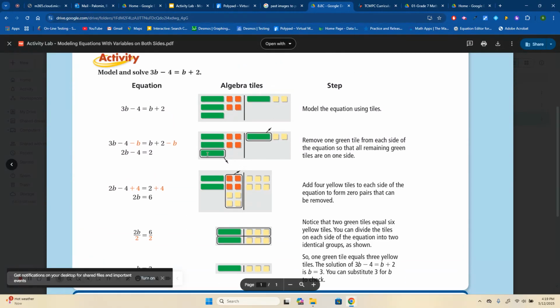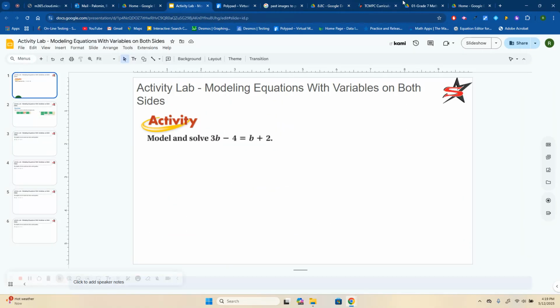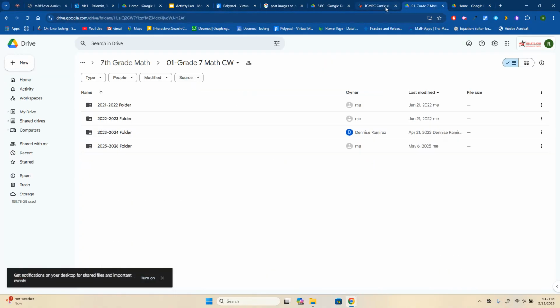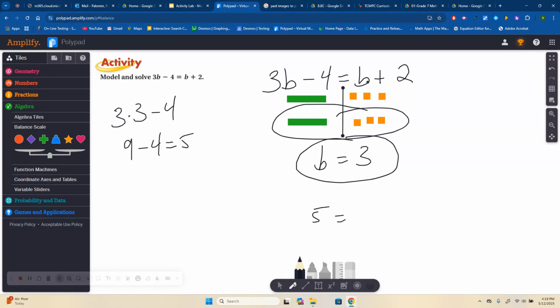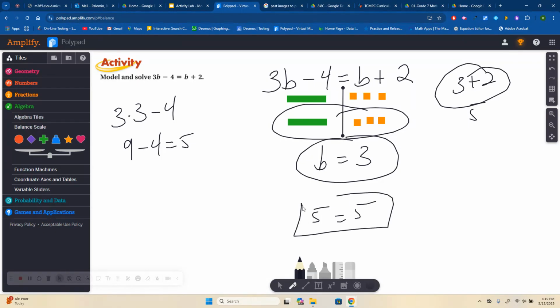You can always come back and look at this. This is what we're working on. And let's see where I have that video. I'm very absent-minded, so I forget where I'm working. Here it is. So I have b equals 3. And just for fun, to see if it works: 3 times 3 minus 4. 9 minus 4 is 5. So on this side, 5 equals 2. And then up here, it's 3 plus 2. I'm putting the 3 here. And that is also what? 5. So it is a true statement. So my answer is b equals 3.